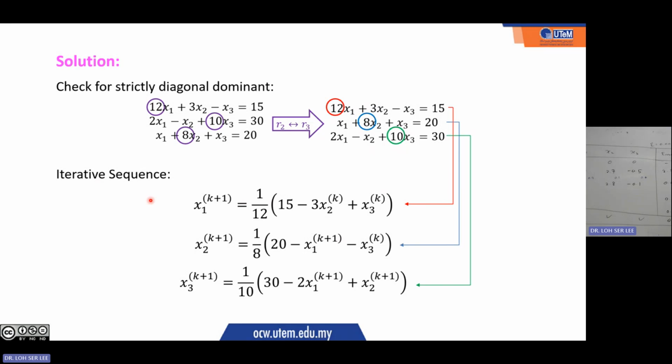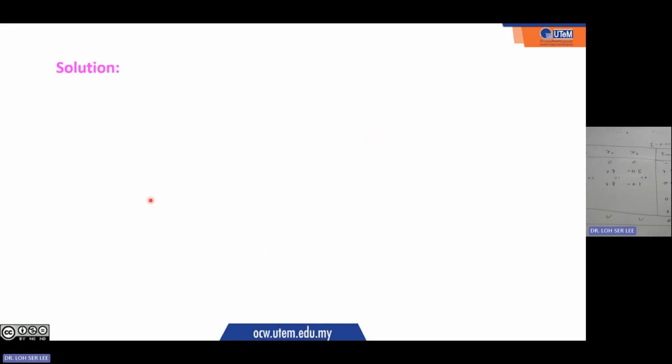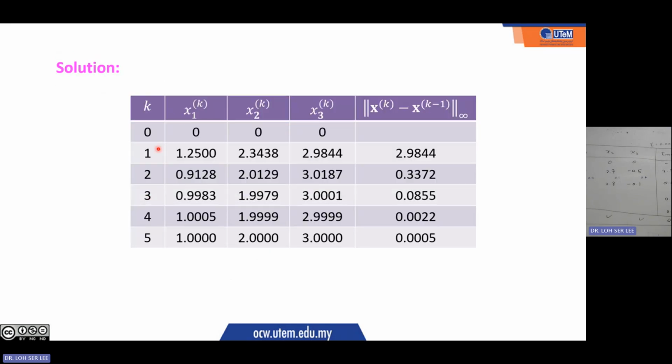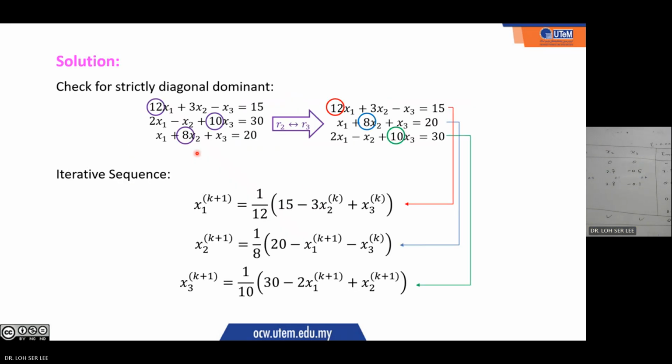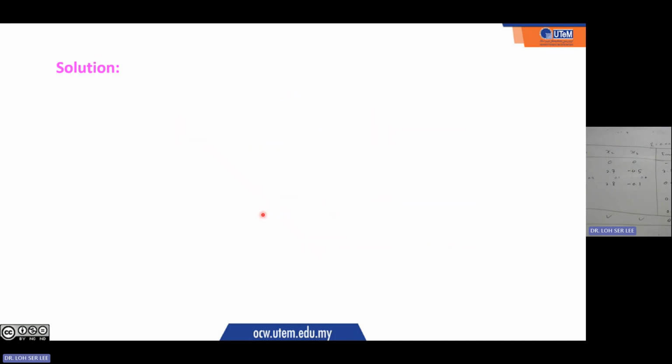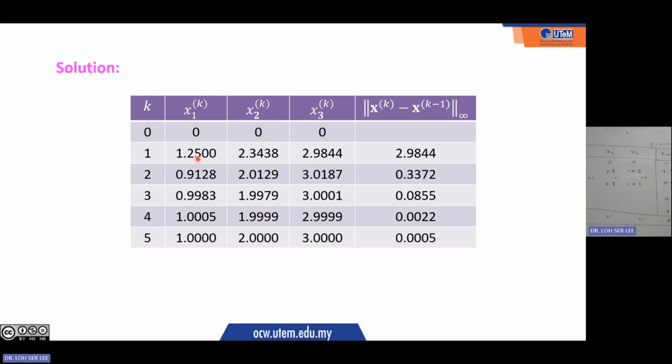Once you form your iterative sequence, construct the table. So this is the table. These are the initial values given from the question. Then we start from the first iteration. How do we get this 1.25? To get x1, your x2 is 0, x3 is 0, so you have 15. 15 divided by 12, you get 1.25.